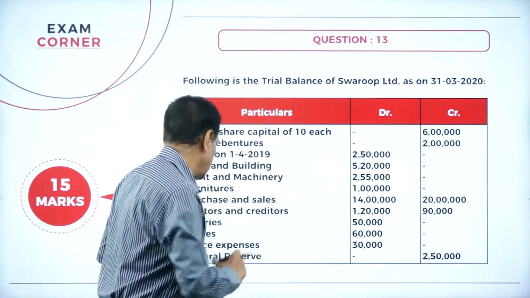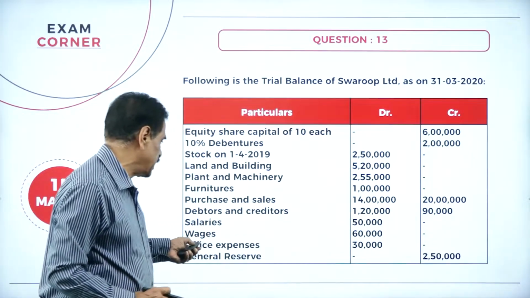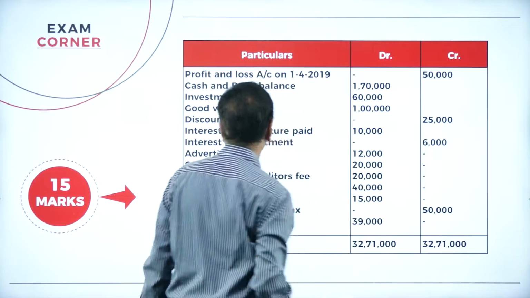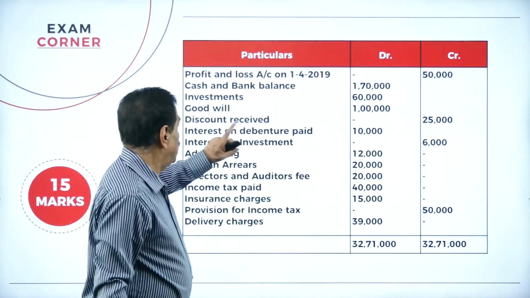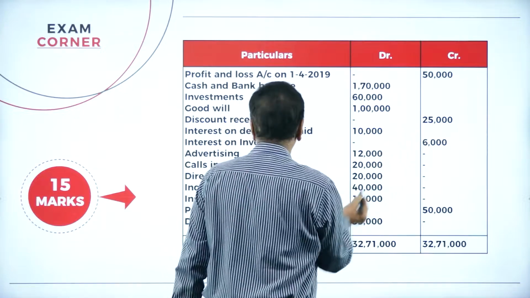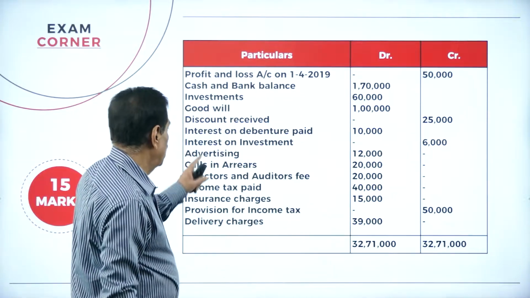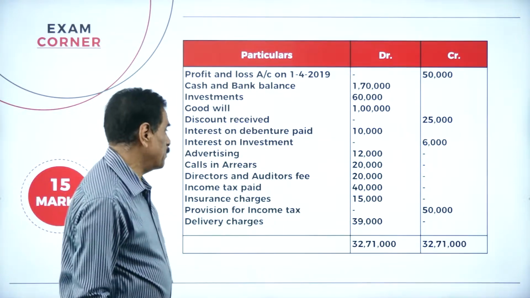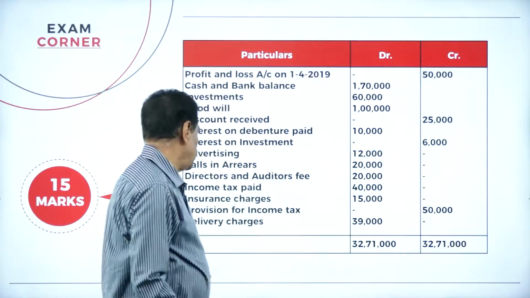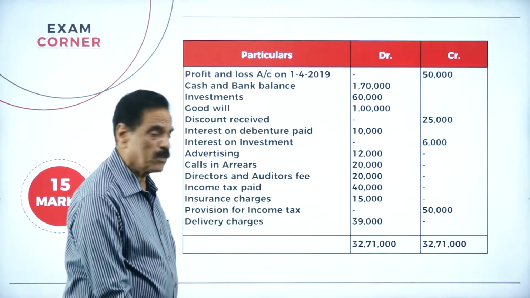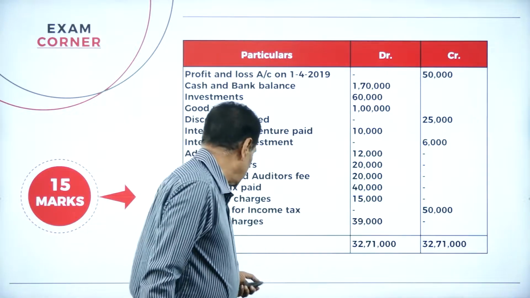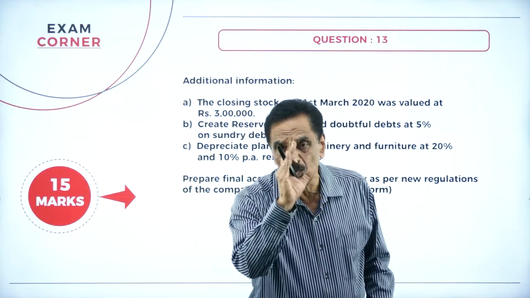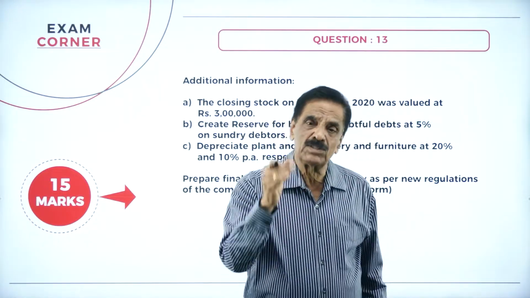Share capital, furniture, debtors, creditors, salaries expenditure, wages expenditure, office, general reserve. Then profit and loss account of the last year, cash at bank balance, investment, goodwill is a fixed asset, discount received, interest on debenture paid, interest on investment is an income, advertisement income. Costs and errors should be deducted from the capital. Director and auditor fees and expenditure, income tax paid should be deducted, profit before taxation, then insurance charges, delivery charges. So the items in the trial balance should appear only once. The items in the adjustment should appear twice.